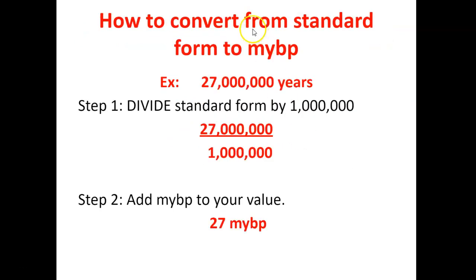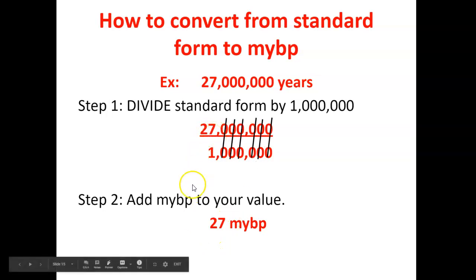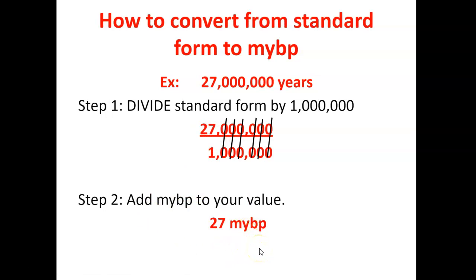Let's look at this. So if I have a large number like 27 million years and I want to convert it, I'm going to take 27 million divided by a million, cross off my zeros. I'm actually going to get 27. Add MYBP to the end of your number, and you have just converted to MYBP.